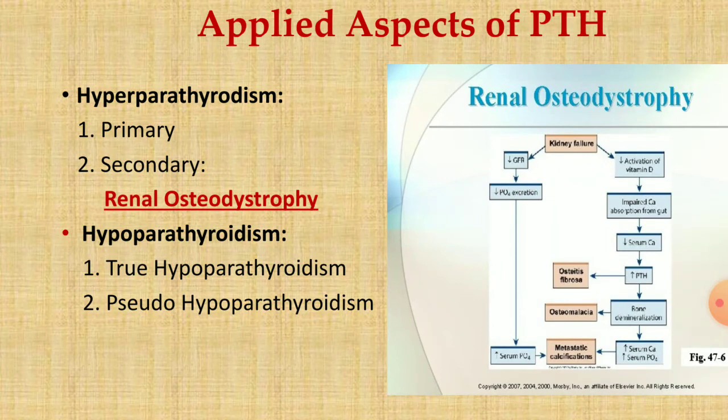Next is hypoparathyroidism. Hypoparathyroidism can again be of two types. One is true hypoparathyroidism, another is pseudo hypoparathyroidism. In true hypoparathyroidism, there occurs a real decrease in the release of PTH hormone from its source. The cause may be of different types, diverse causes may be there.